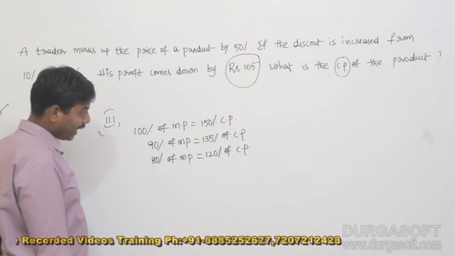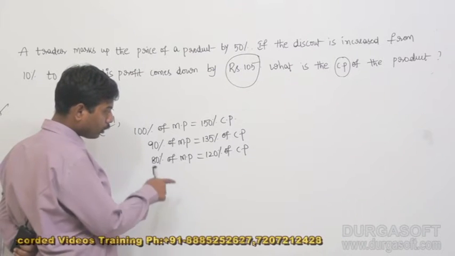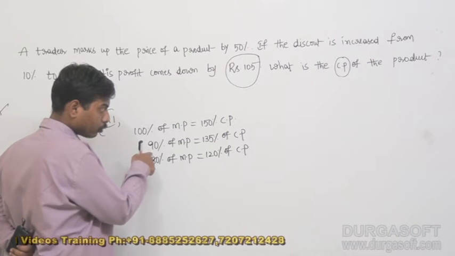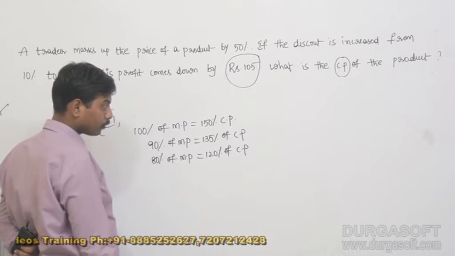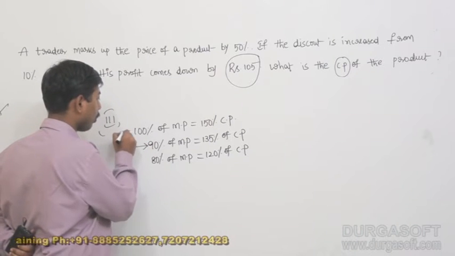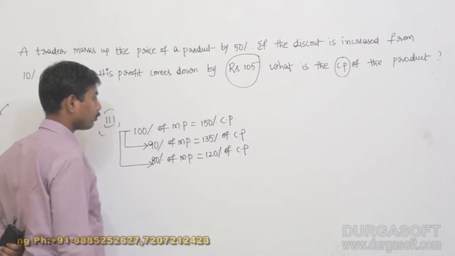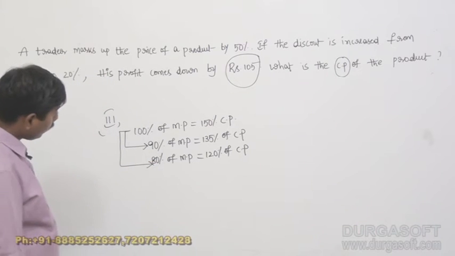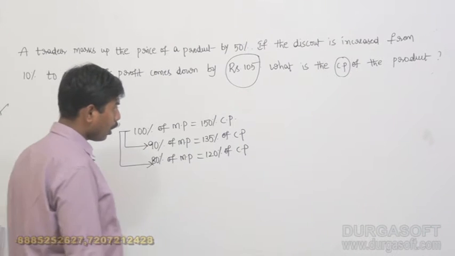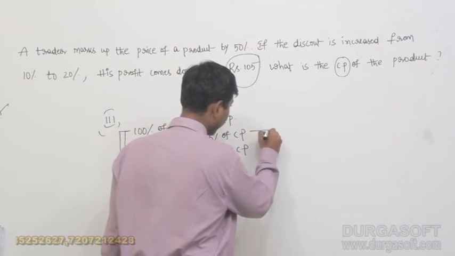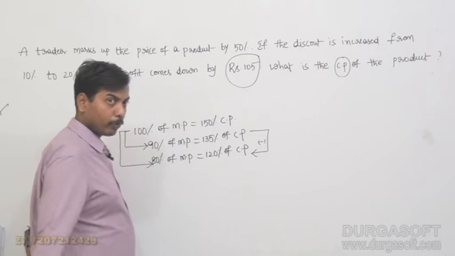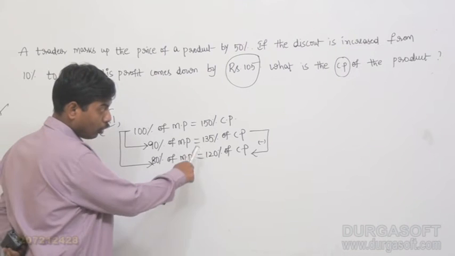Now we have increased the discount percentage from 10% to 20%. First time 10% of a discount, next time 20% of a discount. Because of increasing the discount percentage from 10% to 20%, how much percentage of the cost price of an article was decreased here?